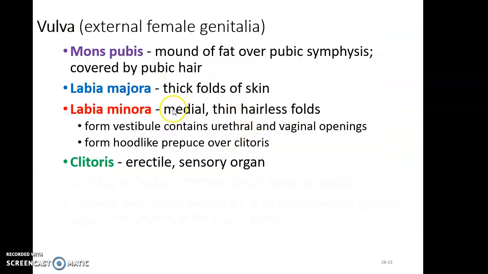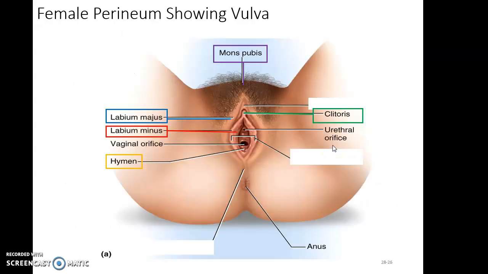The vulva is the term for the external female genitalia. It includes the mons pubis, which is the amount of fat over the pubic symphysis. The labia majora, the thicker folds of skin, and they'll have pubic hair on them, and labia minora, the thinner inner folds of skin that are hairless, and that form a vestibule around the urethral and vaginal openings and a hood over the clitoris. And then, of course, the clitoris, which is a small erectile sensory organ.